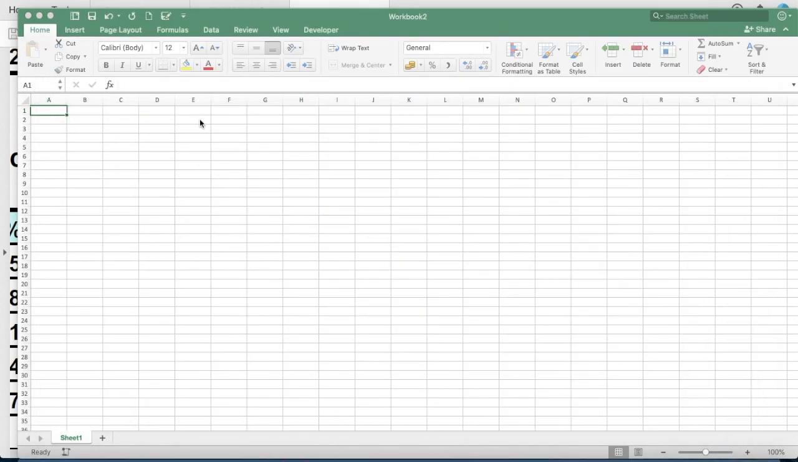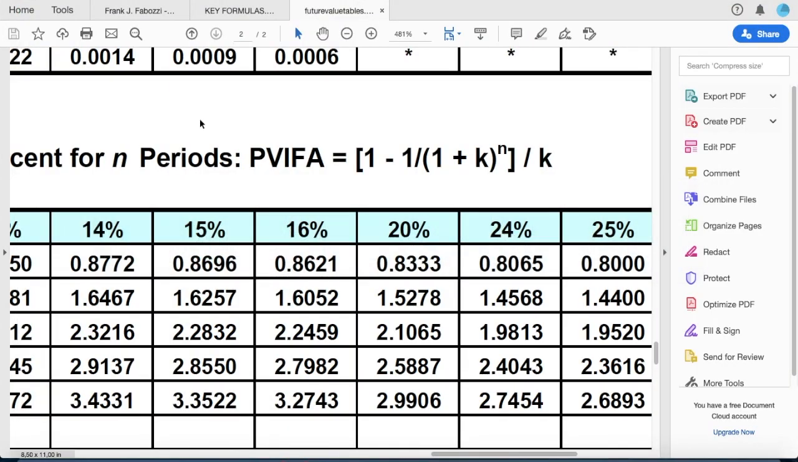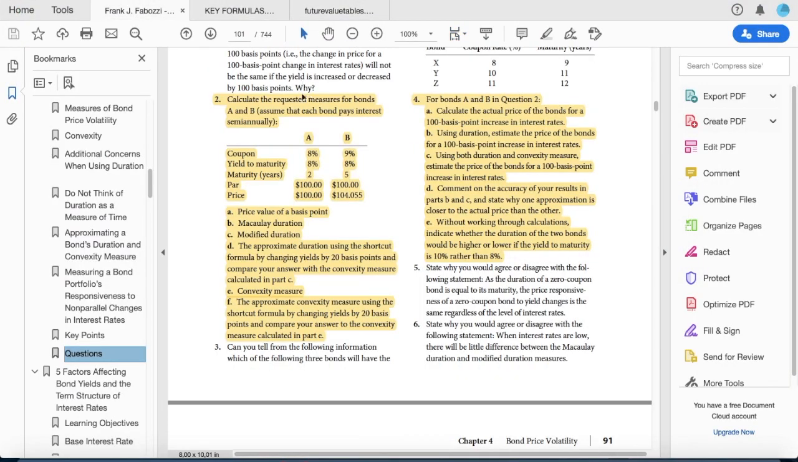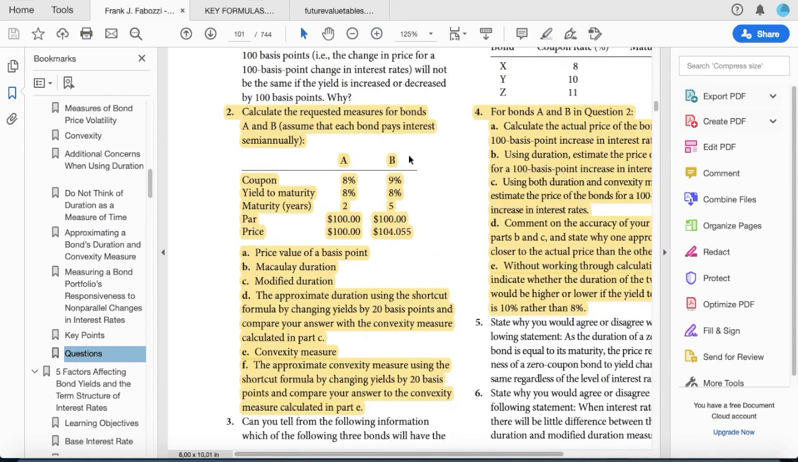Okay guys, so welcome back. So let's move to the exercise number 2. So we are asked to calculate the requested measures for bonds A and B, assuming that each one of these two bonds is paying interest or coupon semi-annually. So A is offering 8% coupon rate while B is offering 9%. For both of these two bonds, we will use a yield to maturity equal to 8%. A has a 2 years maturity while B has a 5 years maturity.